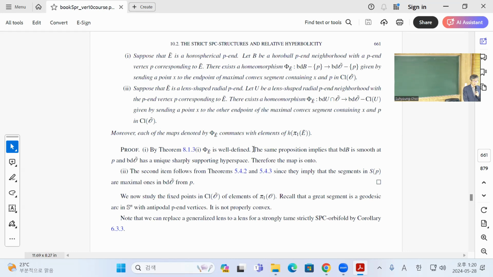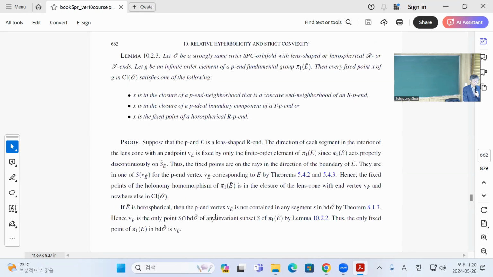So basically this is well defined, and then you need to show these are onto, and that's just a geometrical argument that you can do. For a strictly SP structure, generalized lenses are always lenses by this corollary, because the strictness will not allow any true generalized lens to appear, because we can always connect up the lens here.